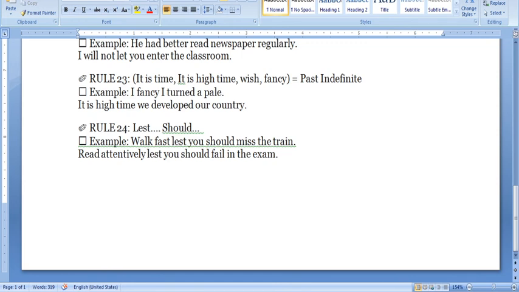So that's all for today. After going through the rules, you'll get some exercises and you'll solve them. Hopefully next time onwards you won't have problems with the forms of verbs. You'll get a good result in the exam.